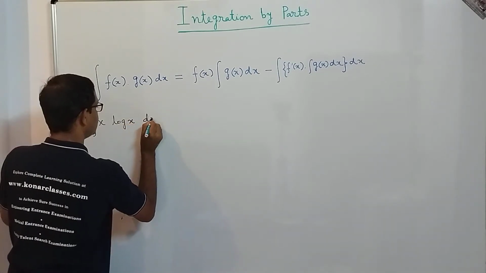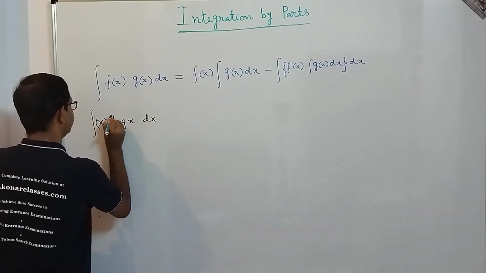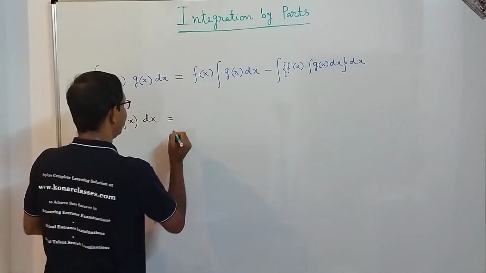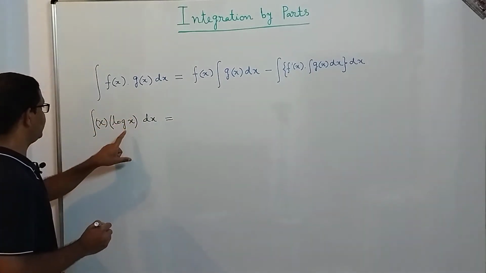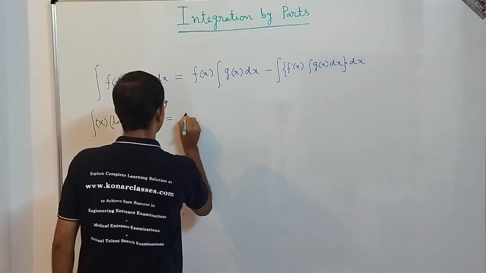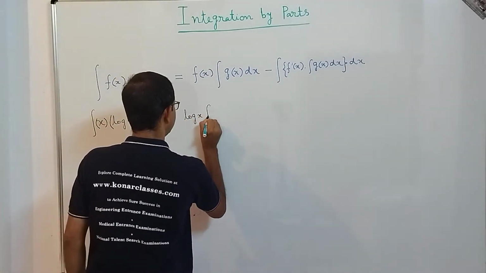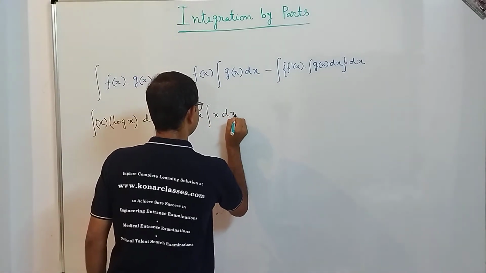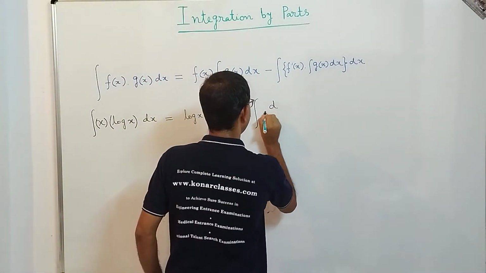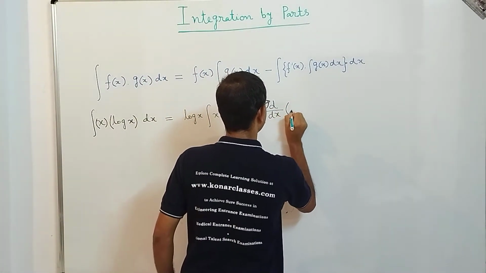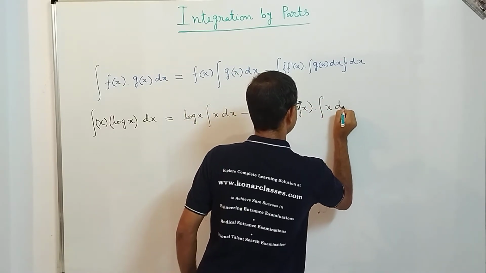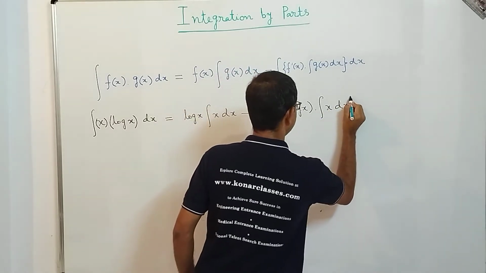Okay, so we see that x is directly integrable, log x is not directly integrable, so log x should be considered as the first function. Like if we compare with f(x) and g(x), log x should be considered as f(x) and g(x) should be considered as x. So log x as the first function, integration of x dx minus integration of d/dx of log x into integration of x dx, and then complete dx.